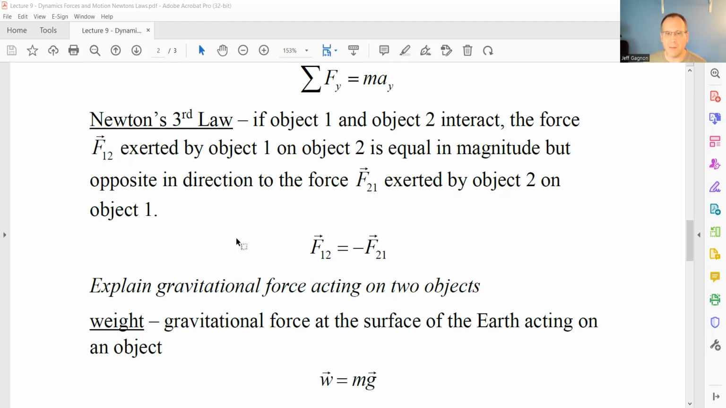So a way of writing that in vector form is this. We could say that the force by object one acting on object two is equal to negative the force by object two acting on object one. So this takes into account the fact that their directions are opposite, but their magnitudes are the same. So if you want to write this in terms of magnitudes, you don't use the vectors. You could just say F12 equals F21, right? The magnitudes are equal. But when you write it in vector form, you have to put a negative here because the directions are opposite, okay? And we'll talk more about this when we start looking at some examples.